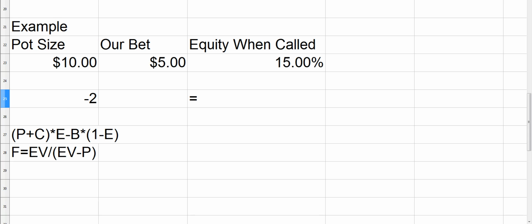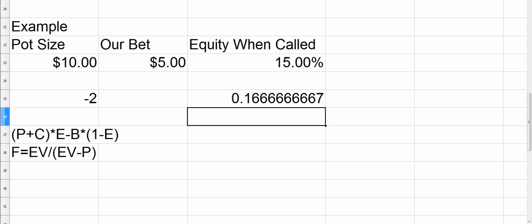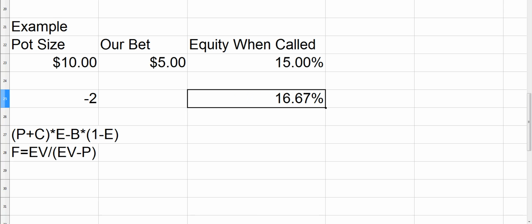F equals EV divided by EV minus P. So -2 divided by -2 minus the pot size, which is $10, and we'll get that we need our opponent to fold around 17% of the time for this to be a neutral EV bluff.